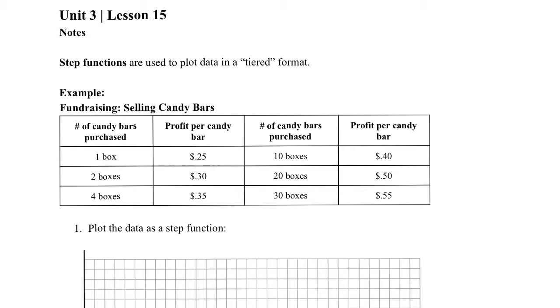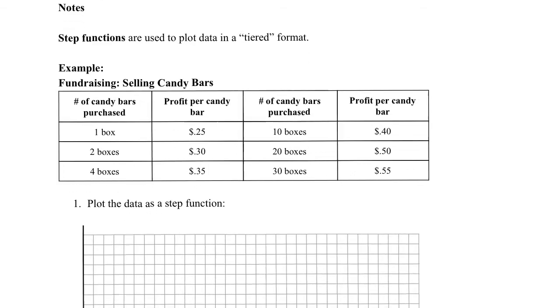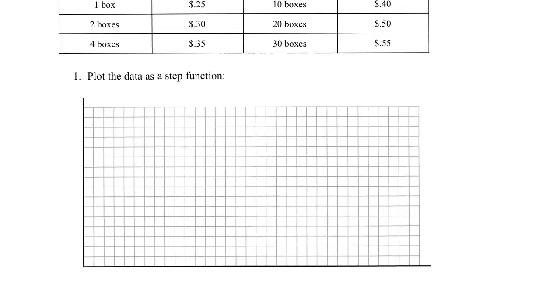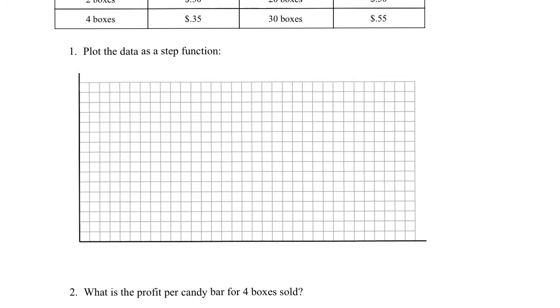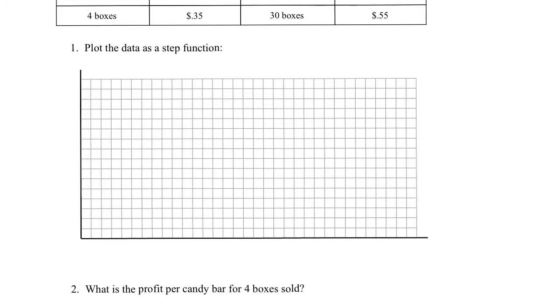So here's an example. We're selling candy bars, and here's a table that represents the value. So if you only sell one box, you're going to make 25 cents per candy bar. If you sell two boxes, you're going to make 30 cents per candy bar, so on and so forth. So here's all the information. And what we want to do is graph this information on this graph right here below, and then interpret what that means.